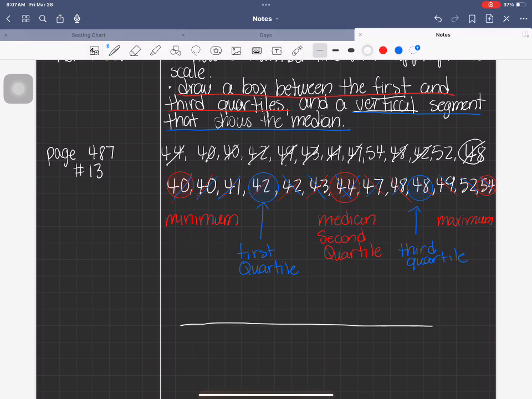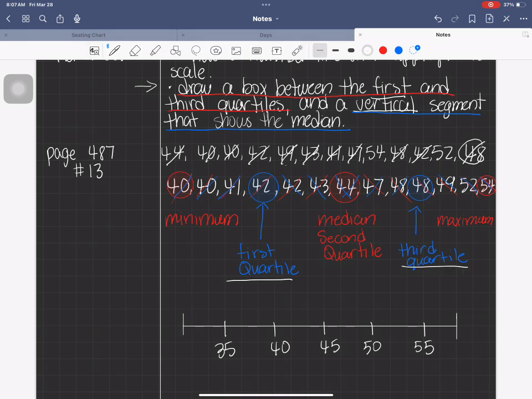I'm going to go ahead and draw my box plot real quick. Now, my numbers range from 40 to 54, so I'm going to start off with 35, which is 5 less, and 55. I'm going to count by fives to make this smaller, 35 to 55. Remember, you have to make this number line to match your numbers.